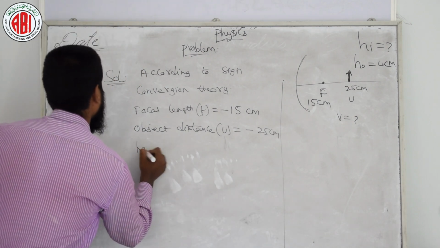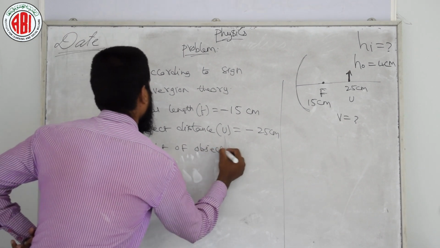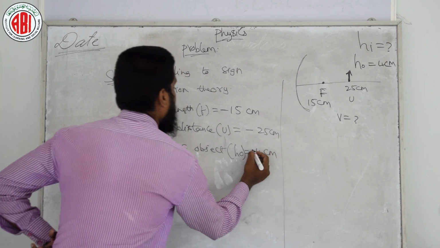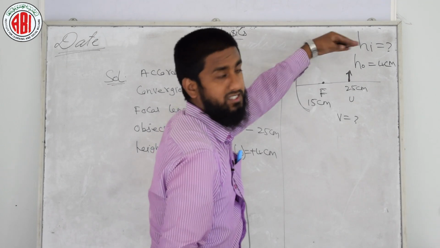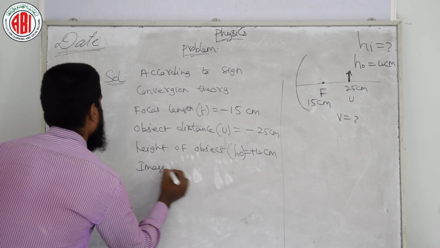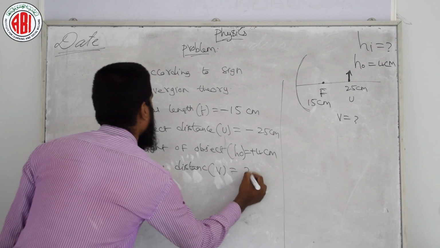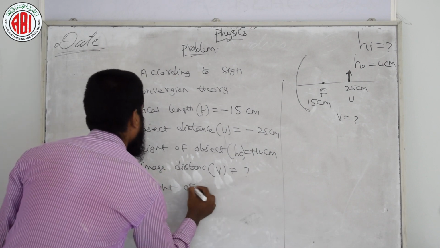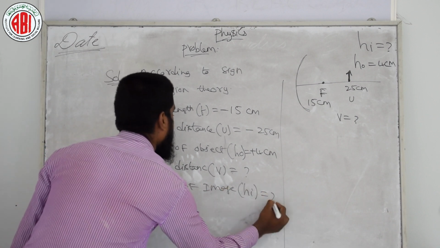Height of object, ho, is equal to 4 centimeter. We need to take it as plus. Why are we taking plus? Because it is above the axis, upward of the axis we need to take plus. What do we need to find? Image distance v is equal to how much, and the height of the image we need to find. Look at the board.